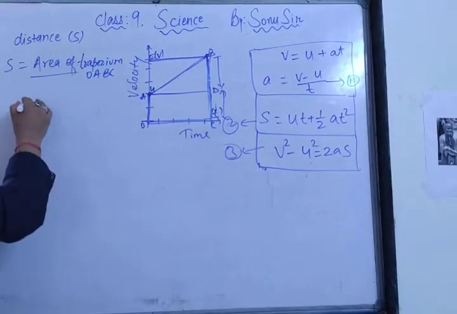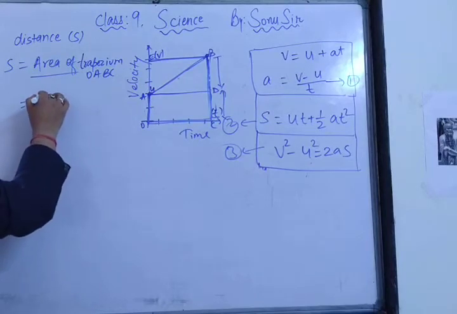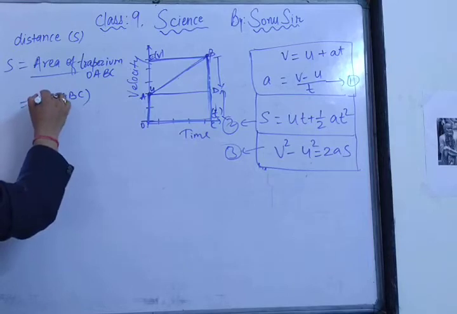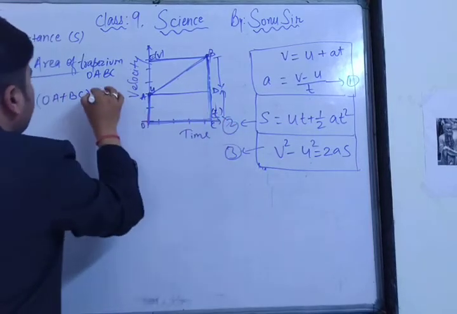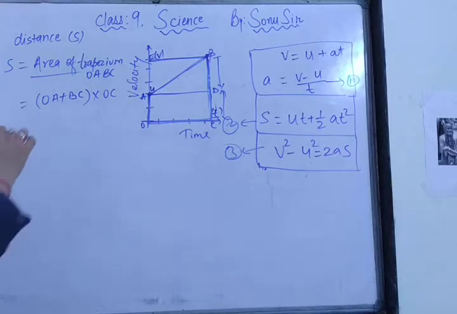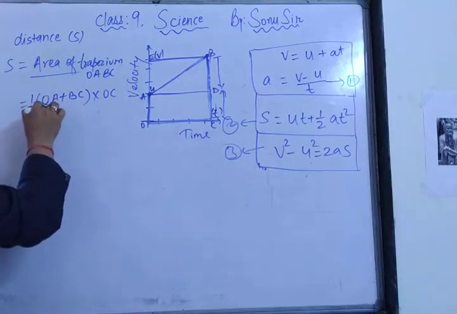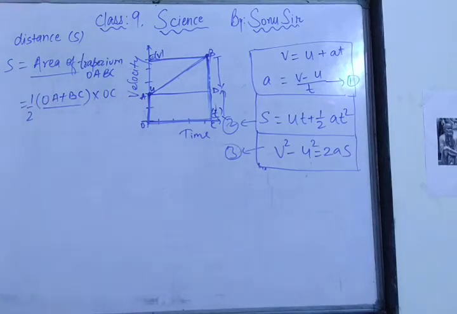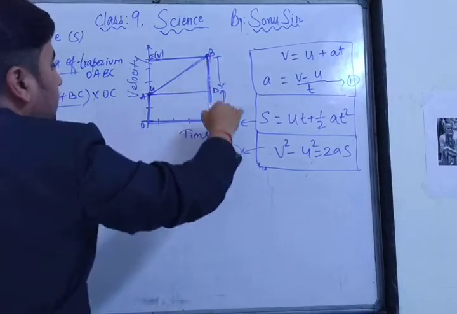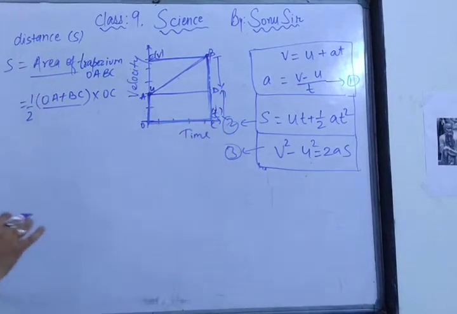So can you write here OA plus BC into height OC, upon 2. Upon 2 means half into the sum of parallel sides into height. Can we write this? Area of trapezium is half into sum of parallel sides into height. The sum of parallel sides is OA and BC, and the height is OC. Can I write it? Yes, definitely I can write it.